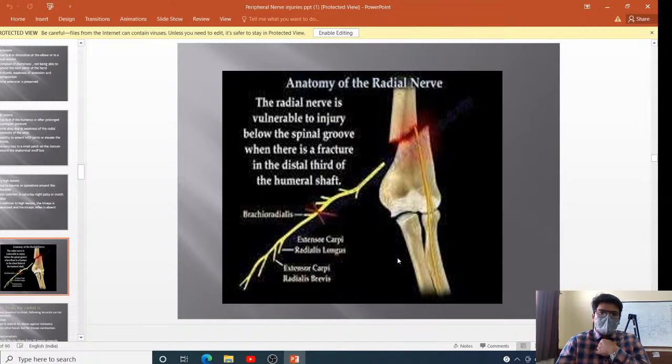where there is a fracture of the distal third of the humerus shaft. Why? Because in this area the radial nerve pierces the lateral intramuscular septum and it is held very close to the bone. So that's why there are more chances of radial nerve injury in the distal third shaft of the humerus.